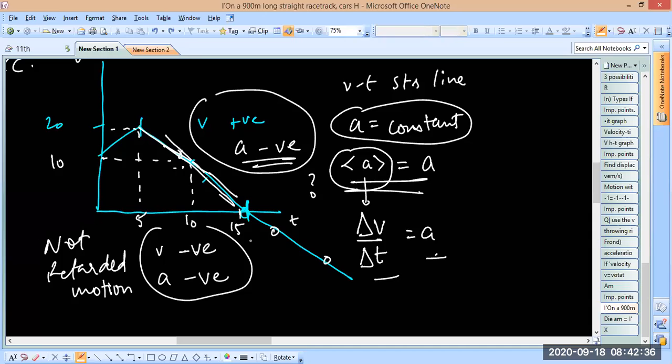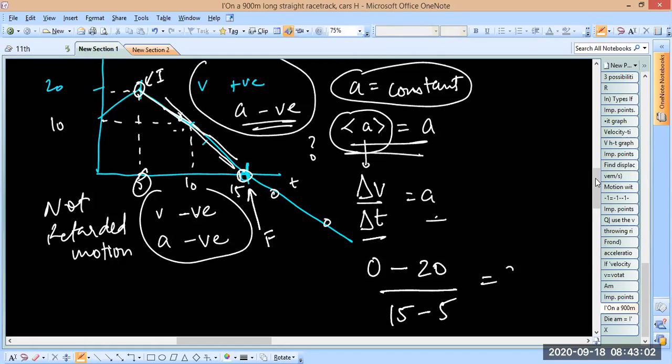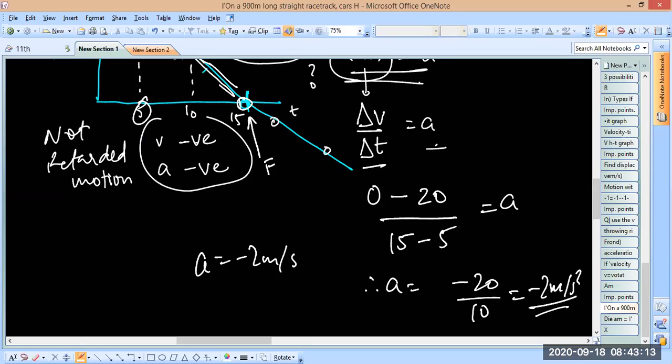Let's put values. Final minus initial. You could take any point between 5 and 15 because here it's a straight line. So you take final as 15, all right, makes calculation easy. Final velocity 0 minus, I'll take this as initial, initial velocity 20, divided by final time 15 minus initial time 5. So this is equal to A. So A is equal to minus 20 by 10. So that is minus 2 meter per second square. Minus 2. Clear? What happened? Do you have questions? Yes or no? Can you please tell me? Is it clear?